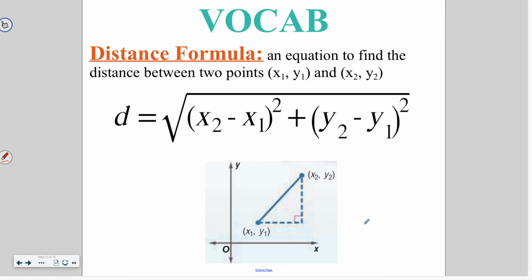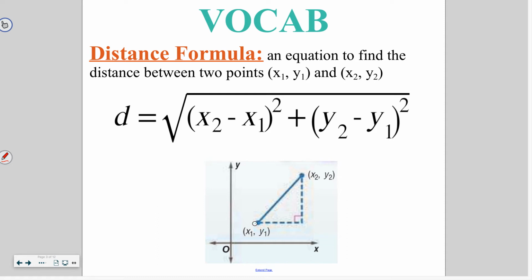The distance formula is an equation to find the distance between any two given points. The formula says distance is equal to the square root of (x2 minus x1) squared plus (y2 minus y1) squared. This formula is based on the fact that you can draw a right triangle between any two diagonals.